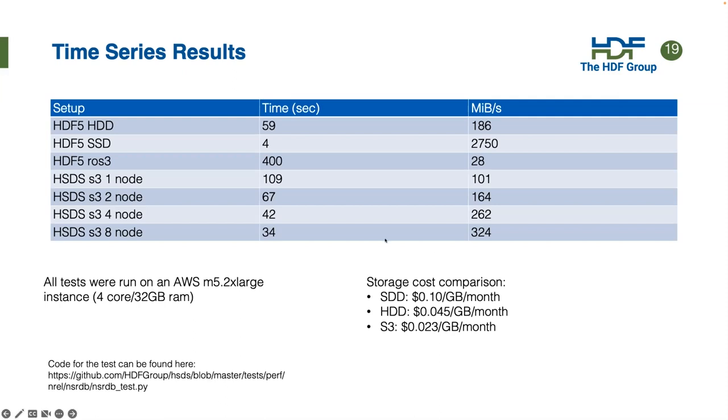Anyway, finally, for HSDS, we ran this with 1 node, 2 nodes, 4 nodes, and 8 nodes, and we have times of 109 seconds, 67, 42, and 34. So with more nodes, we get to a point that's roughly comparable with the HDF5 spinning drive access, and way faster than with the VFD. We're not anywhere near SSD, so you can't compete there, but for many use cases, HSDS will be a good solution.